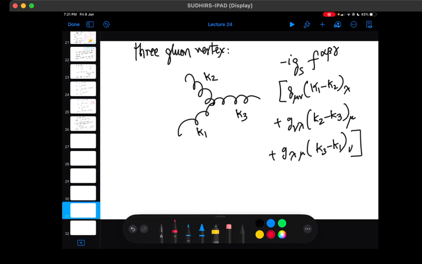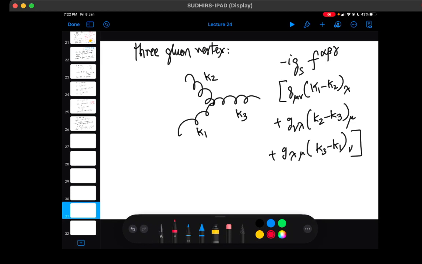This is a momentum dependent vertex because dimensionally this has a momentum dependence. Now if you take the three momenta as k1, k2, k3, it also appears at first order in perturbation theory. It is just proportional to g_s. This has a form of this particular type: g mu nu times (k1 minus k2) lambda, g nu lambda times (k2 minus k3) mu, g lambda mu times (k3 minus k1) nu.